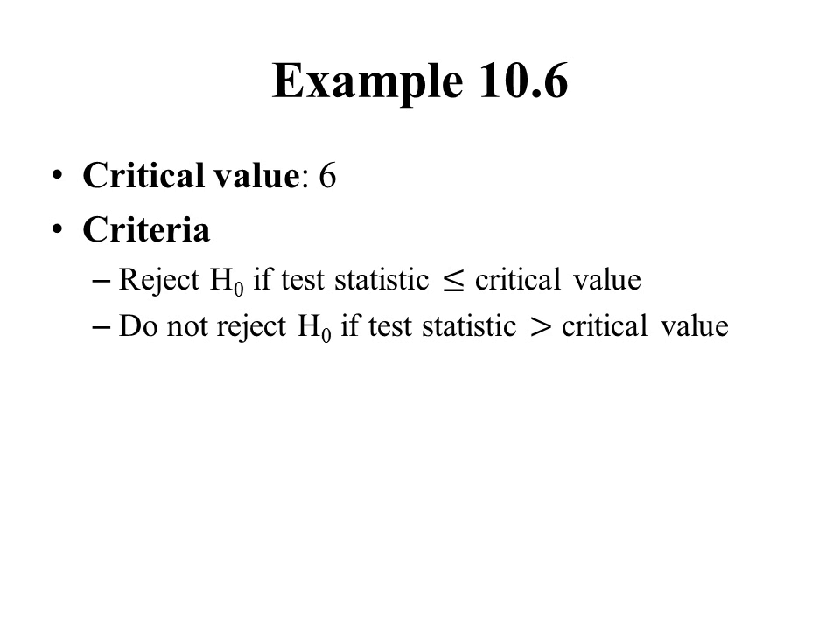Again, here's our criteria. In this case, our test statistic was 4. 4 is less than or equal to 6, and so by our criteria we are going to reject the null hypothesis.